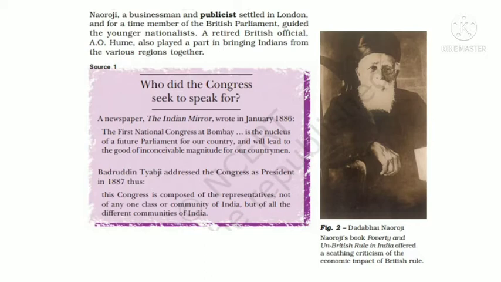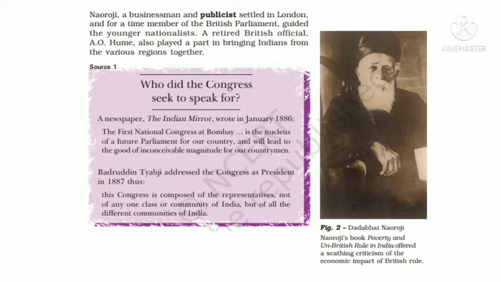A retired British official, A.O. Hume, also played a part in bringing Indians from the various regions together. A.O. Hume was a founder of the Indian National Congress.